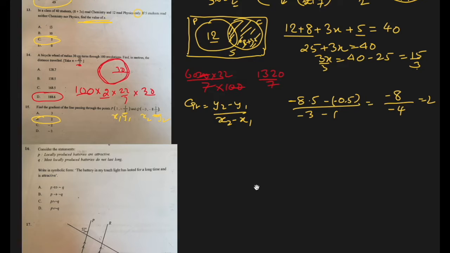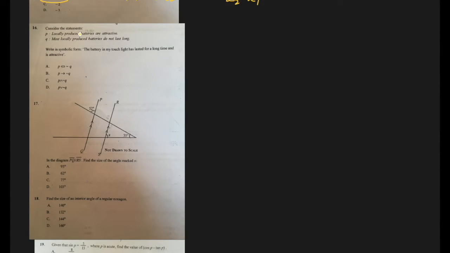Consider the statements. Locally produced batteries are attractive. Okay, not all. Locally produced batteries do not last long. Okay, write in symbolic form. The battery in my torchlight has lasted for a long time and is attractive. The word here is and. And means intersection, right? And this is the symbol for intersection. That means C will be the answer, and nothing else is there.